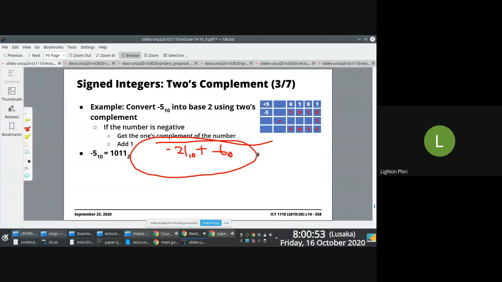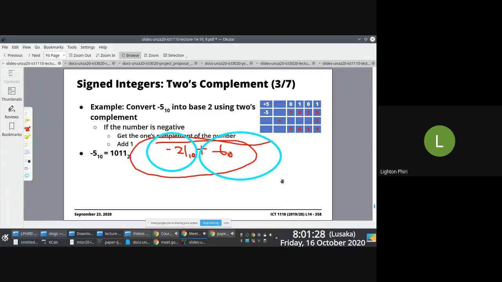Assuming you're told to encode or evaluate this using two's complement, you go through a systematic process of, first of all, converting the individual numbers. So you convert negative 21 base 10 into binary using two's complement, same process we went through, the rules. And then you convert positive 6 base 10 to binary using the rules associated with two's complement, and then you perform binary addition.